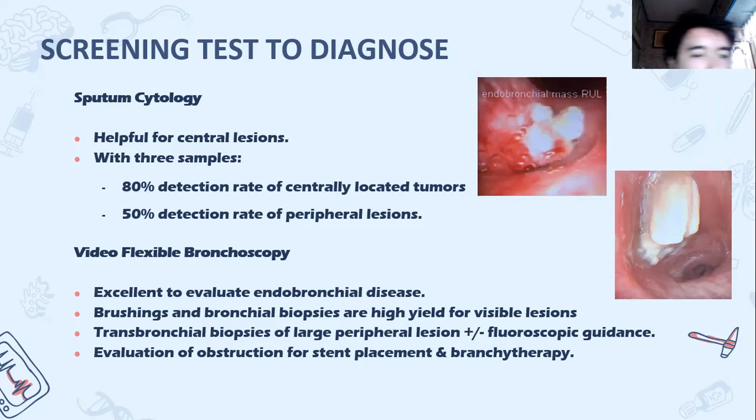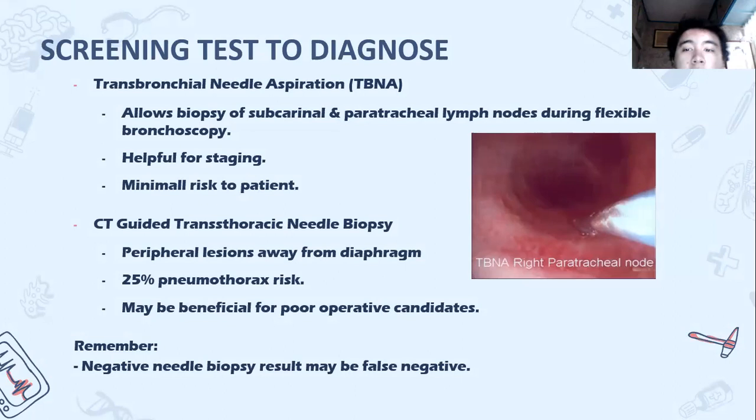Okay, so flexible video bronchoscopy is excellent to evaluate endobronchial disease. Brushing and bronchial biopsies are high yield for visible lesions. Transbronchial biopsies are for large peripheral lesions, with or without fluoroscopic guidance, and allow diagnosis, evaluation of obstructions, stent placement, and bronchotherapy. For the neck, transbronchial needle aspiration uses a very long needle. It allows biopsy of subcarinal and paratracheal lymph nodes during flexible bronchoscopy. Helpful for staging, with minimal risk to the patient.